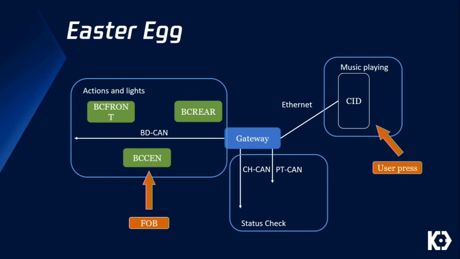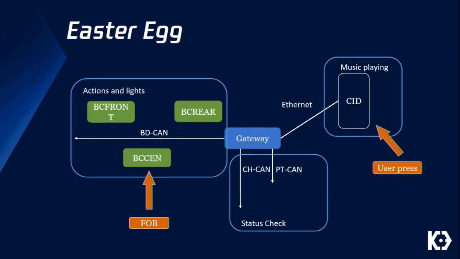And another important part is the action and lights part, because in this part, all the ECUs on the body control CAN and all the ECUs related to body control will take part in the Easter egg. And one of the most important ECUs is named BCM, Body Control Module. It can process some signals from the fob, and it will also trigger the final Easter egg.